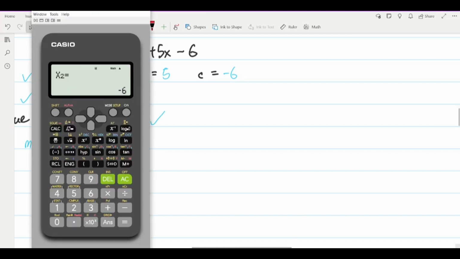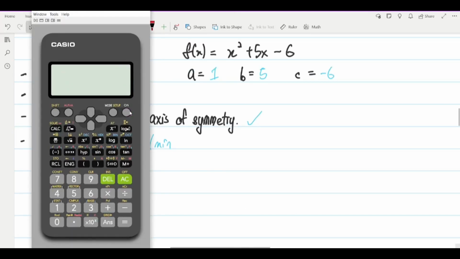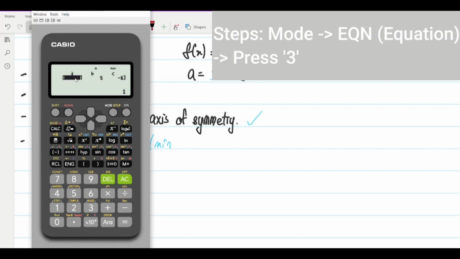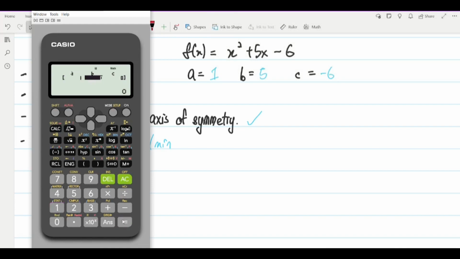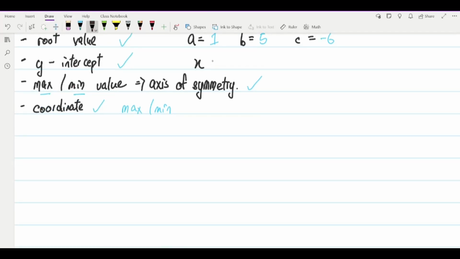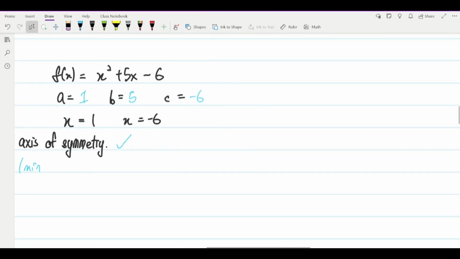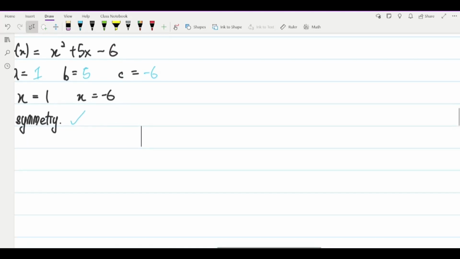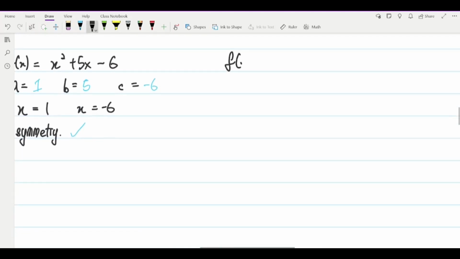And we will use the calculator like this. They have 3 variables A, B, C, and we insert A value, B value, and C value. So A value is 1, B value is 5, C value is -6. So we get the answer x equal to 1, x equal to -6. But in the exam, you cannot directly write like this. You must write like this.